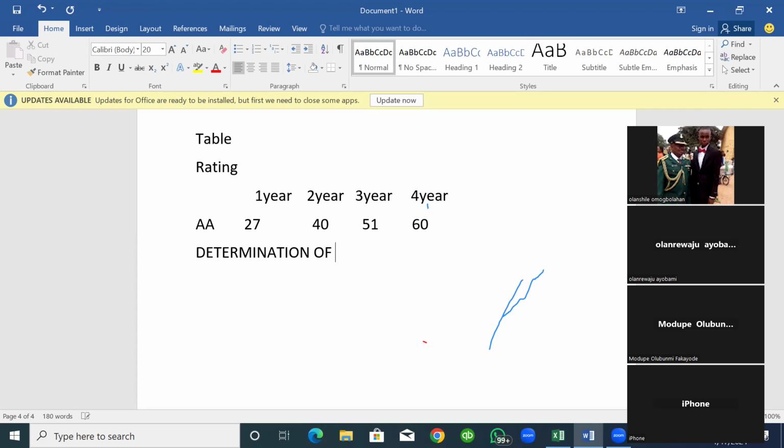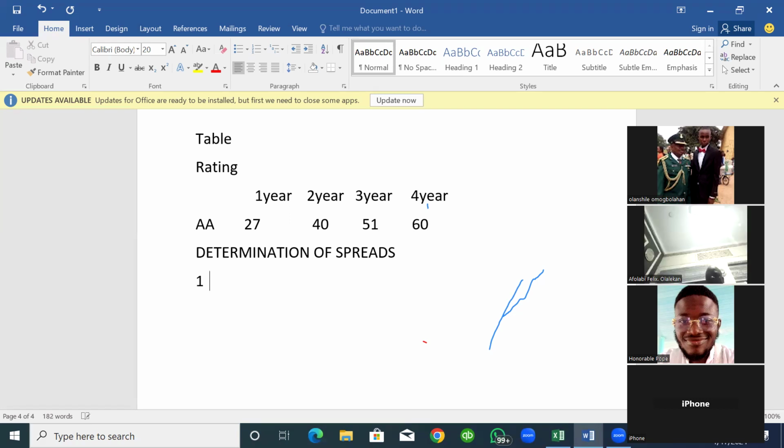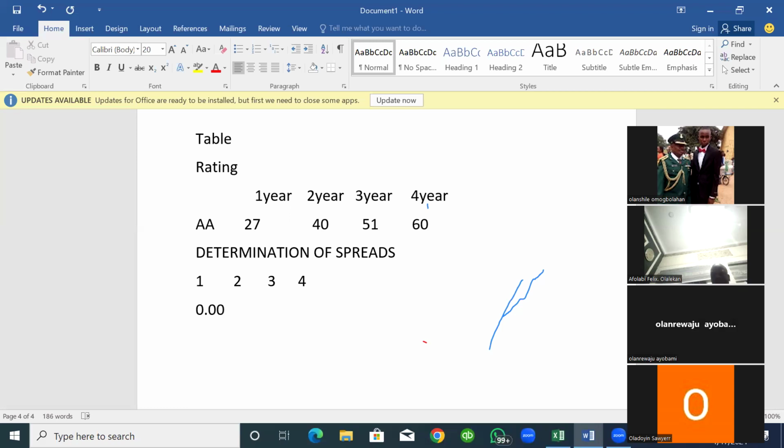Determination of spreads. So year one, I'm doing all these things so we understand better. Normally, I would just go on. Year one, year two, year three, year four. So someone should divide year one, 27 divided by 10,000. What's the figure? 0.0027. Let's be very careful of the zeros because that's the main purpose of us doing this.